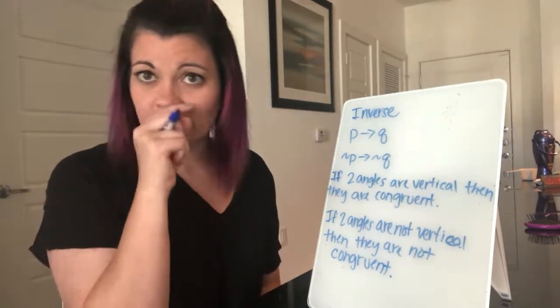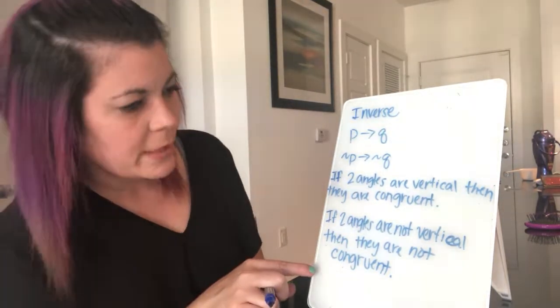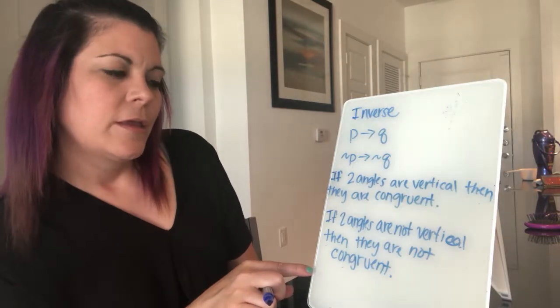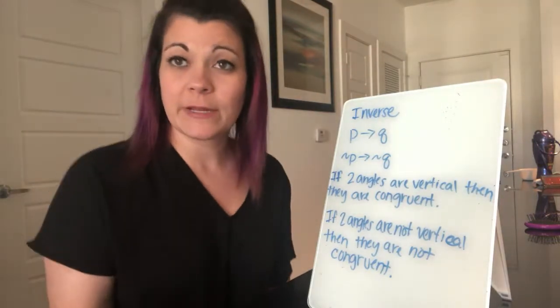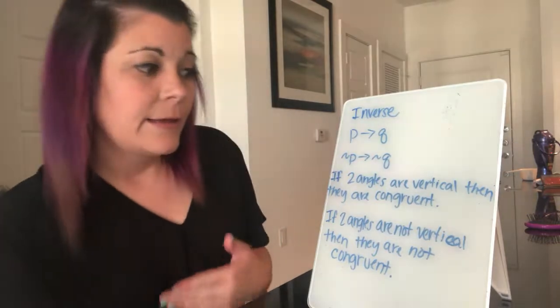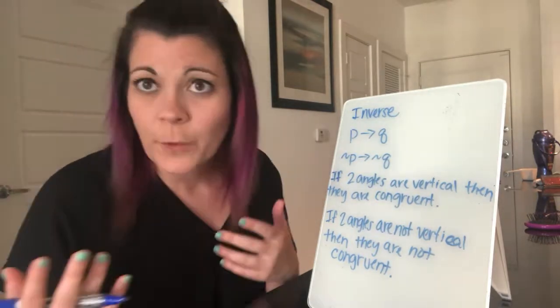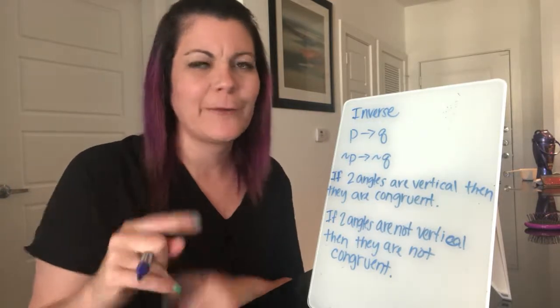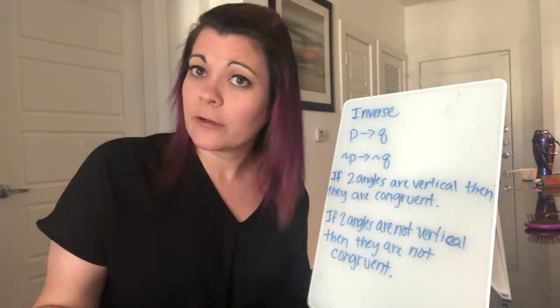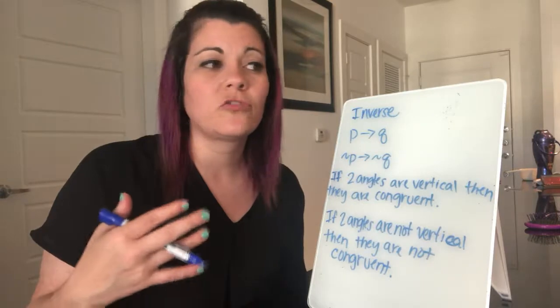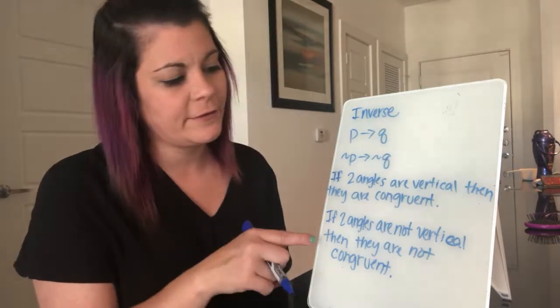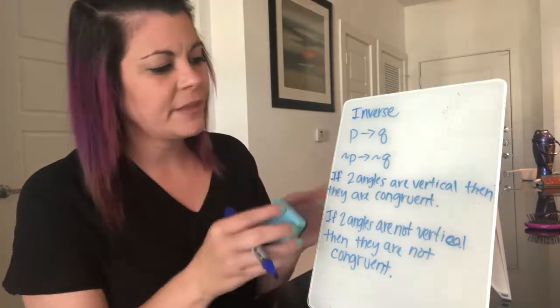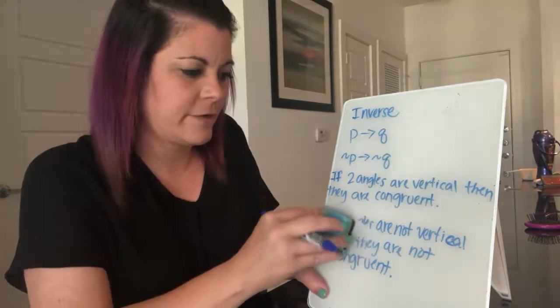We know the conditional statement's true. Let's see if this one is. If two angles are not vertical, then they are not congruent. Can you give a counterexample? Well, I can, because what if they are corresponding or alternate interior? And if you don't know what those are, I have a video on that. But those are angles that are congruent too, just not vertical angles. So this is actually a false statement. So that's the inverse. That's how you write the inverse.